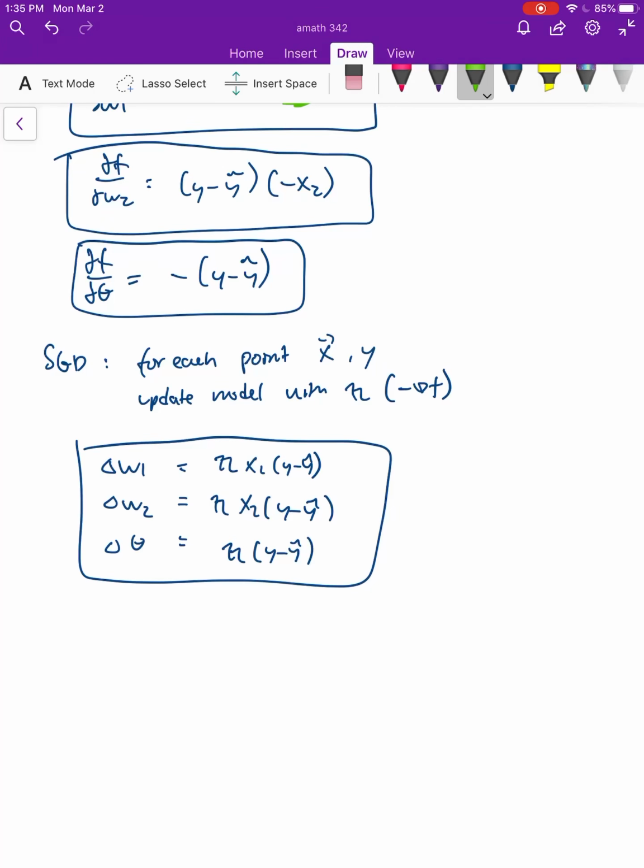And something to note is, what happens if y is the same as y tilde? Well, that means you have correctly predicted that sample, and there are zero deltas, so no weight change, which makes sense. If you are already classifying something correctly, then there's nothing to change about your model.